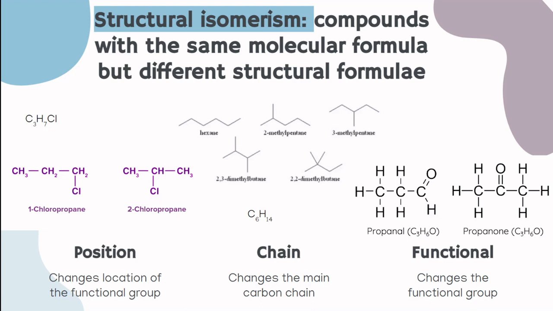Then we have chain, which is a little weird, but okay, where we're changing the main carbon chain. We can have hexane beginning with C6H14, and then we can take one of these carbons and attach it maybe on the second carbon. So we have 2-methylpentane.